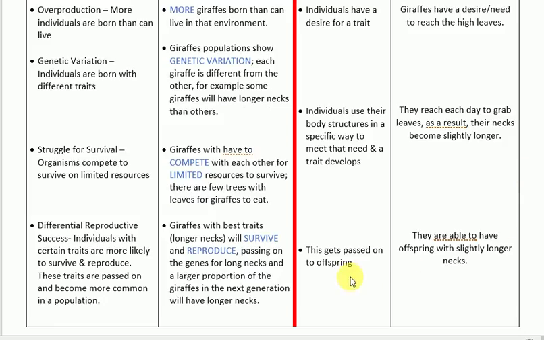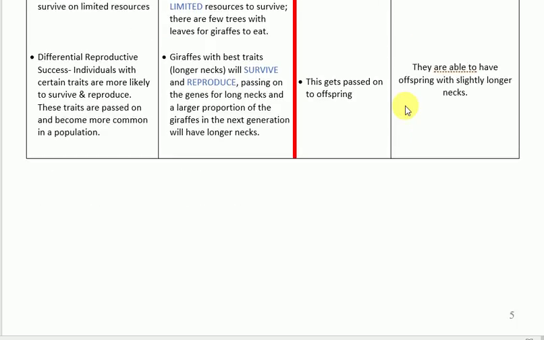And then that trait gets passed on to the offspring. And so as a result, the giraffes are able to have offspring with slightly longer necks. So obviously, we know that that's not correct. So that's why his theory is not widely accepted, or accepted at all for that matter.